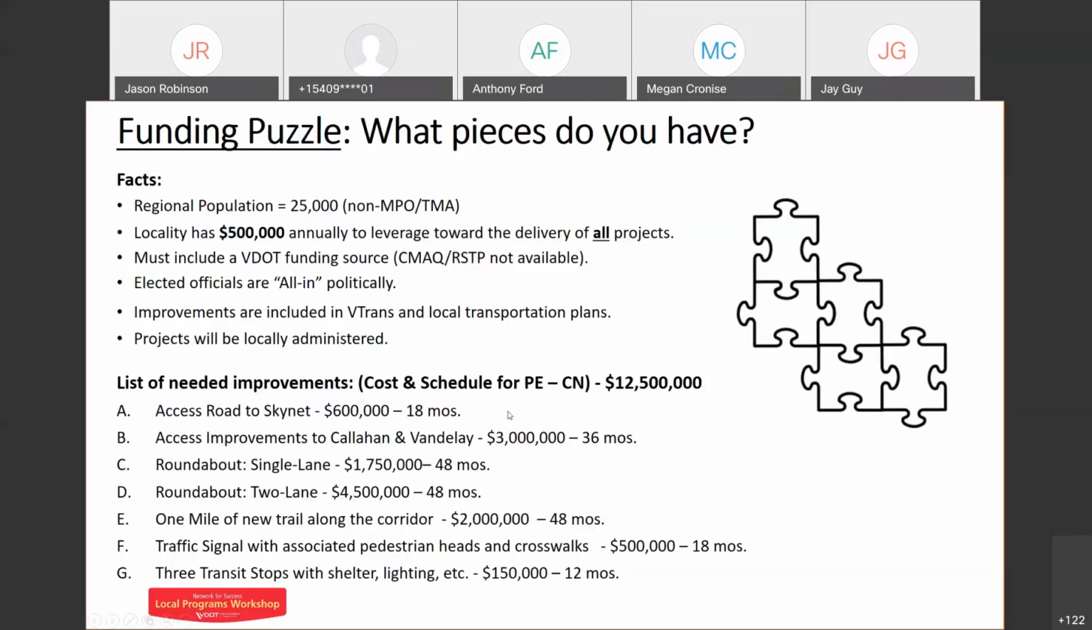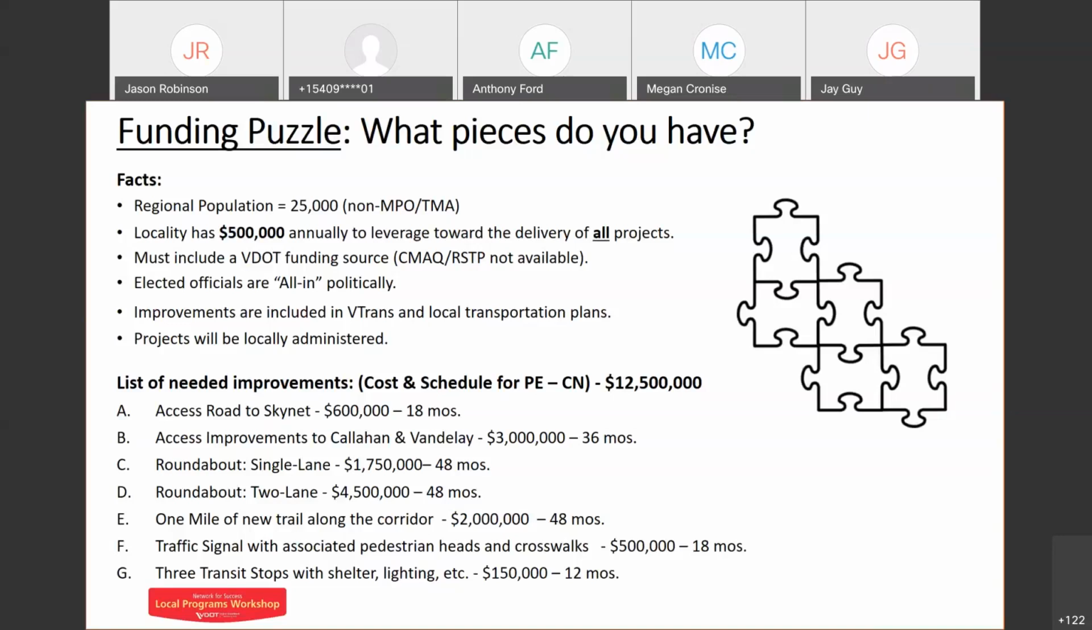So running through the list of improvements: we had the access to Skynet, the access improvements to Callahan and Vandalay, the roundabouts, a mile of new corridor of trail along the way, all of the trails within a quarter-mile walking distance of all the other trip generators, the traffic signal, and then the 3 transit stops. Now, I want to pause right there before we get into the actual funding exercise.